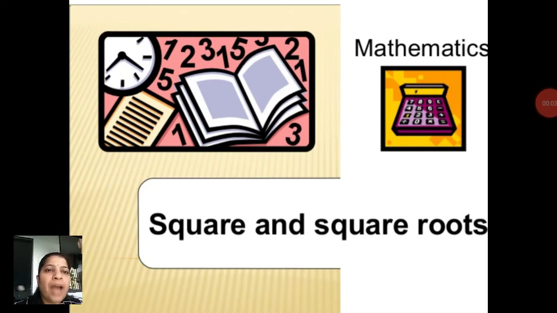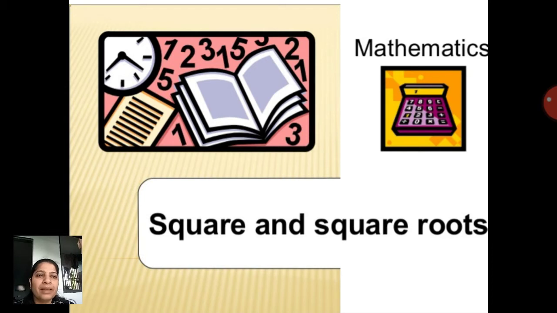Students, we have already revised the properties of square and square root in revision part 1, and today we will go with the revision of part 2 of square and square root, where we will use the methods to find out the square and square roots of a number.